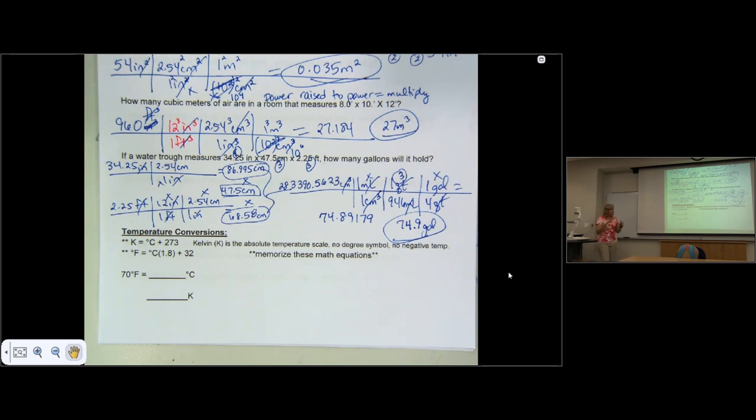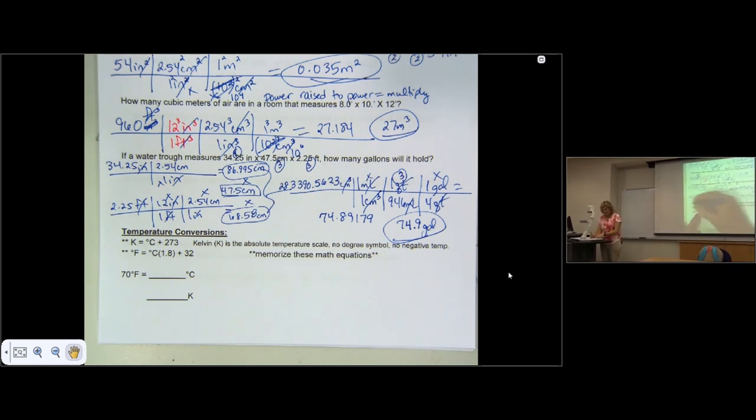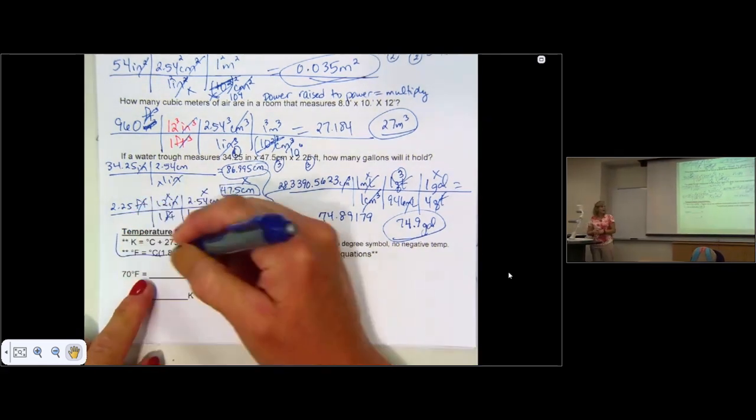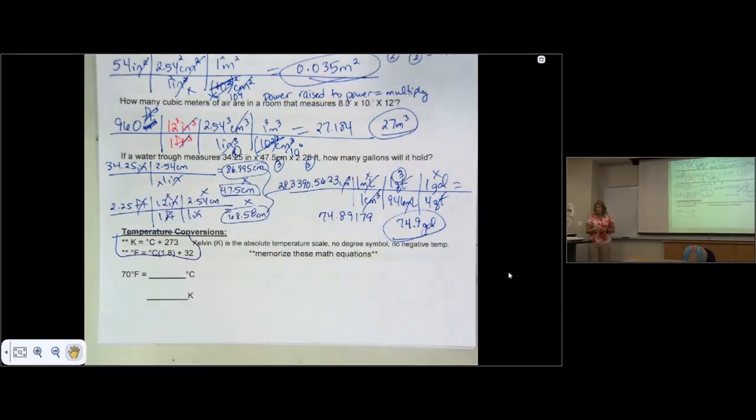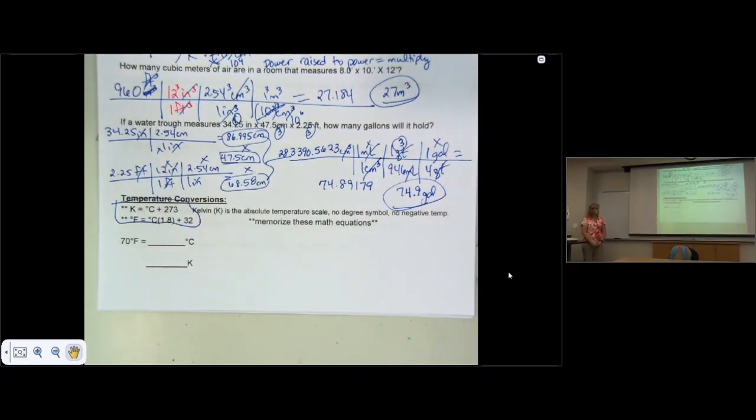All right, we're going to stop dimensional analysis for just a moment, and we're going to do simple math equations. On your conversion factor sheet of things you need to know, add these 2 mathematical equations: Kelvin equals degrees Celsius plus 273, and degrees Fahrenheit equals degrees Celsius times 1.8 plus 32.